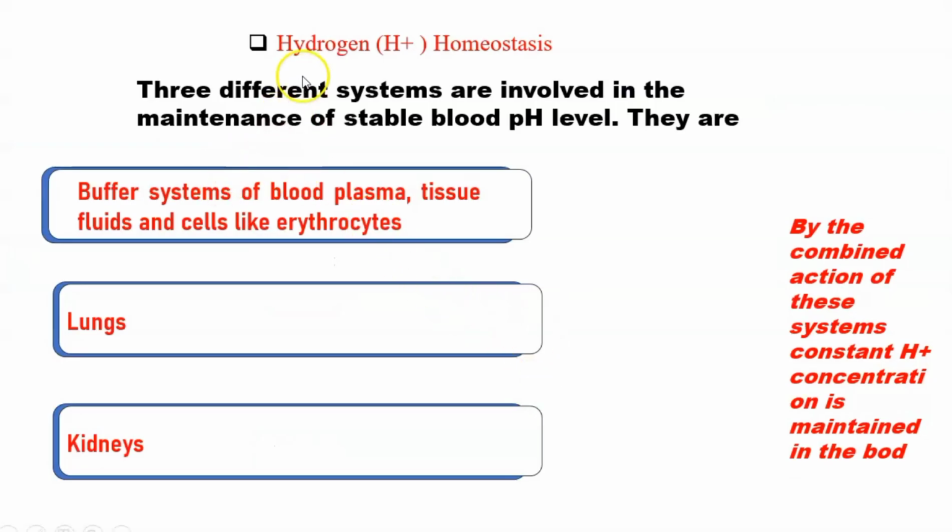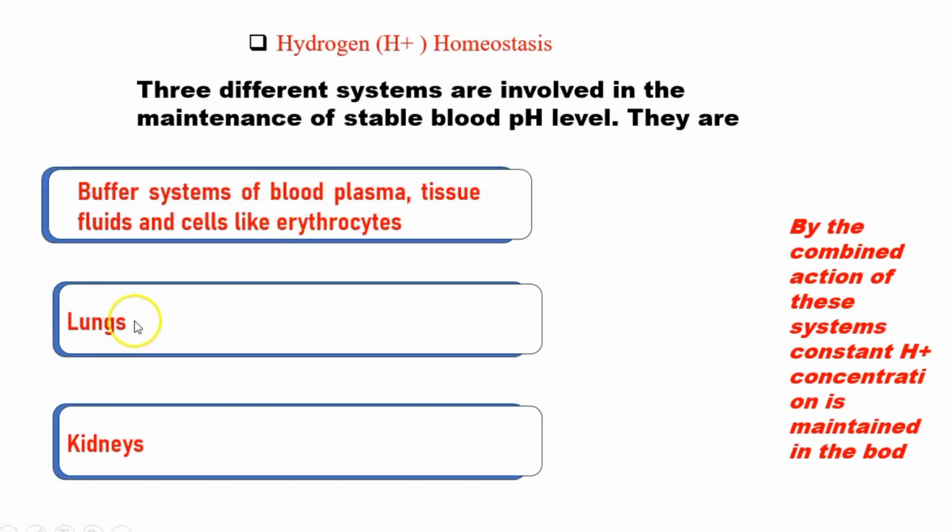So now we said we should be able to know the three systems that are involved in the maintenance of stable blood pH level. One of these systems is the buffer systems of blood plasma, tissue fluid, and the erythrocyte. Erythrocyte means red blood cell. That's what we mean: the buffer system of the red blood cell. They are all important to maintain acid-base balance.